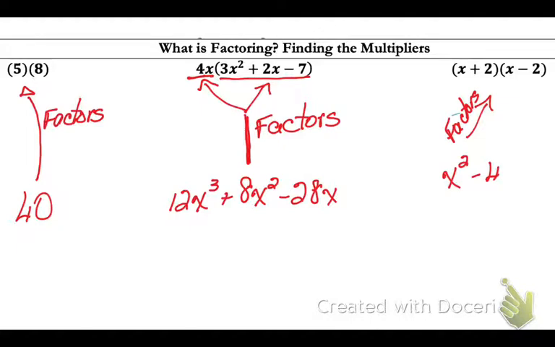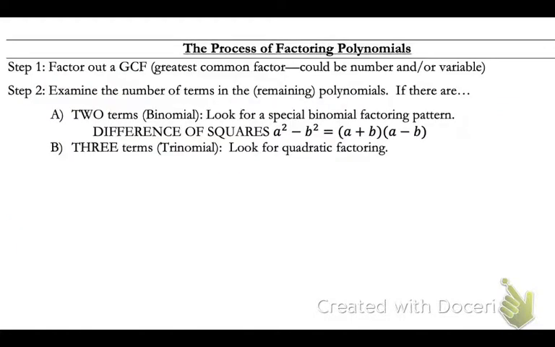So now we've got a process that we're going to use for factoring, and the first step that we're always going to do is factor out our greatest common factor. That could be a number, or a variable, or a number and a variable. After we get done factoring out our greatest common factor, we're going to examine the number of terms in our remaining polynomial. We're going to look at it as 2 terms and then 3 terms. But let's back up and practice factoring out our greatest common factor.